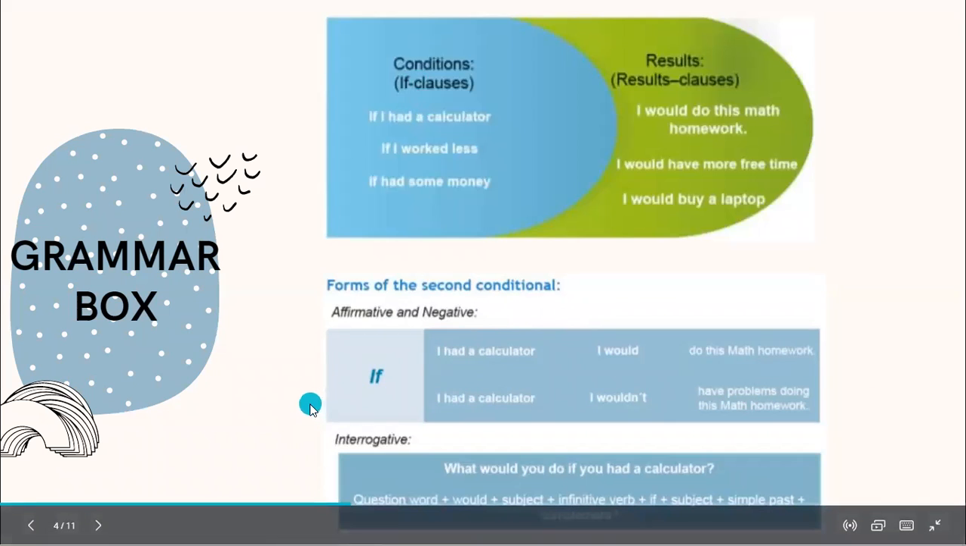And what about the interrogative form? Well, we have: what would you do if you had a calculator? We have the question word, which is what. We have would, which is part of the result clause. And then we have if, the if clause.